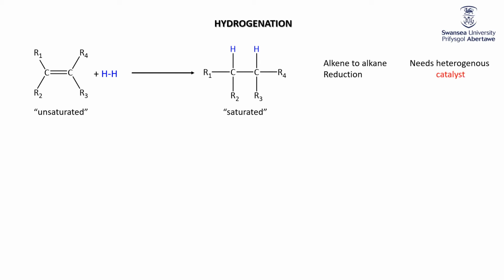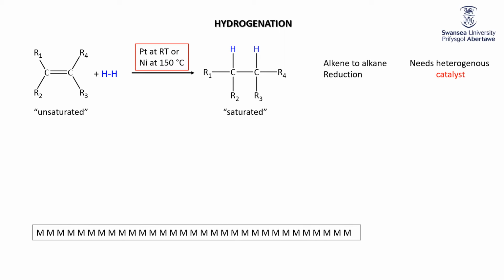However, it requires a catalyst. It requires a heterogeneous catalyst. It requires a metal. Now you can either use platinum at room temperature, nickel at 150 degrees Celsius, or other metals. What's important is you have a metal surface for this reaction to take place on. And I want to see if we can't get that across with a fun little animation.